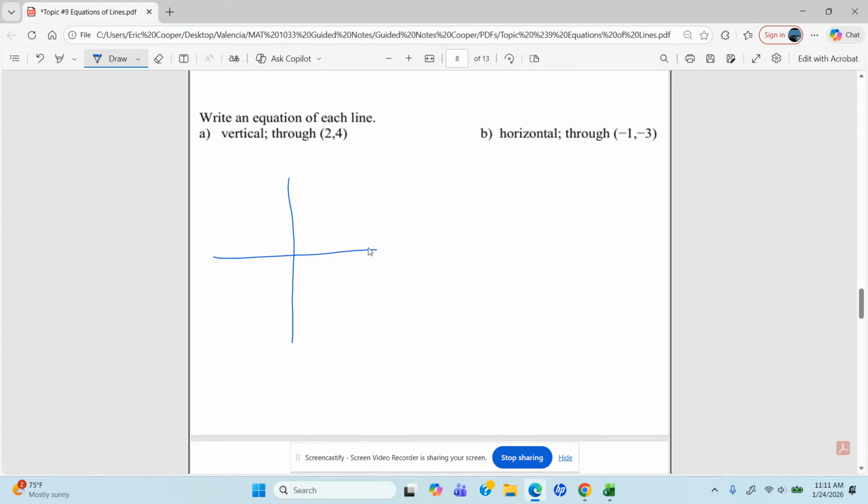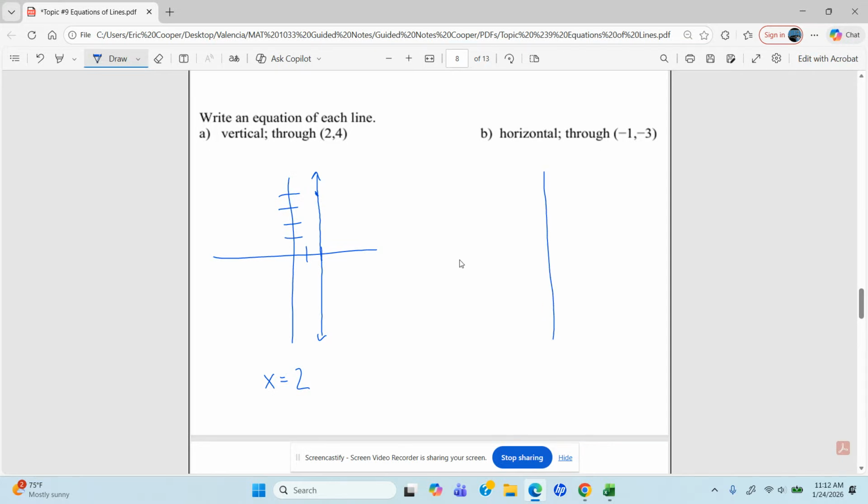I have a line that goes through the point 2, 4, and they tell me the line is a vertical line. So if we remember back when we did notes earlier, we know that vertical lines only exist when they go through the x-axis. So this is an equation that only has x. Well, the x value that it goes through is 2. So the equation of this is x equals 2. So if they tell you it's vertical, it's just the x, and it goes through the x value.